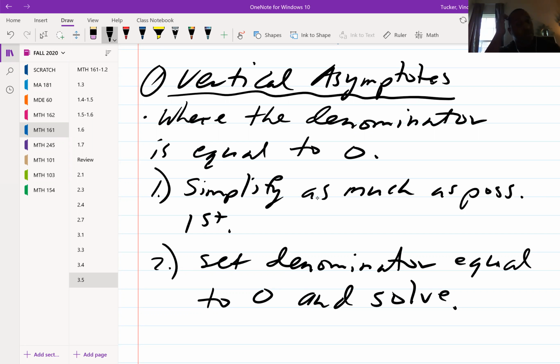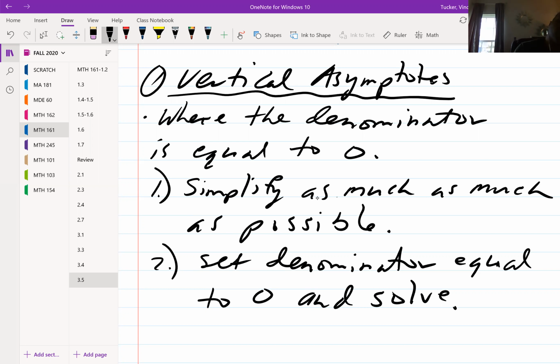All right, so your vertical asymptotes are going to be where your denominator is equal to 0. First thing we'll do is simplify as much as possible. That's always key because certain things will be able to cancel out for us, which will dictate what our vertical asymptote or vertical asymptotes will be. So you want to simplify as much as possible, and then set the denominator equal to 0 and solve.